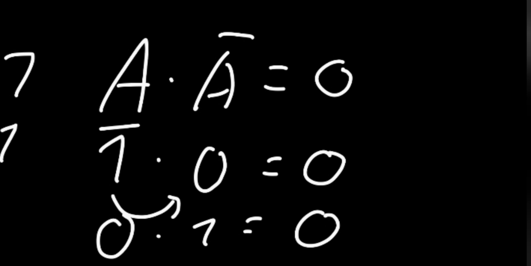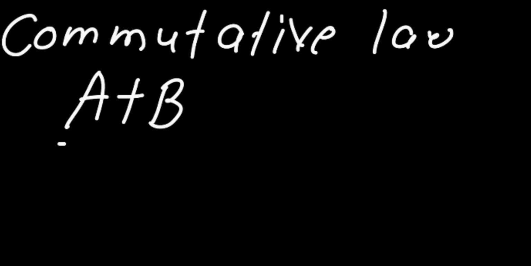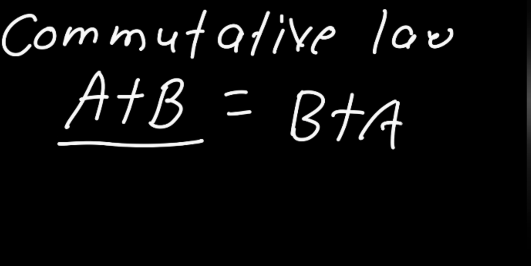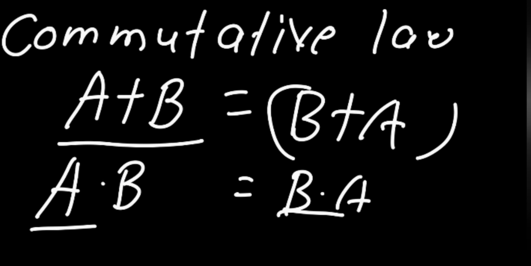Now let's move on to another very simple one, that is the commutative law. The commutative law tells us A input and B input is the same as B input and A input. So it is telling us the order doesn't matter in an OR gate. Similarly, in an AND gate, A AND B and B AND A is the same. It is a way to tell us the order really doesn't matter here.